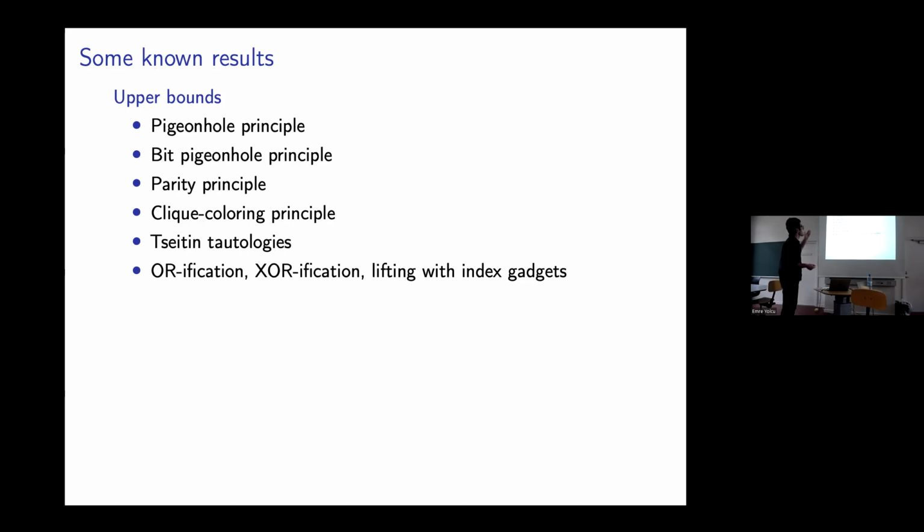So what do I mean by upper bounds? By upper bounds, I mean that of those proof systems that I told you about, some have short proofs of all of those without using any new variables.